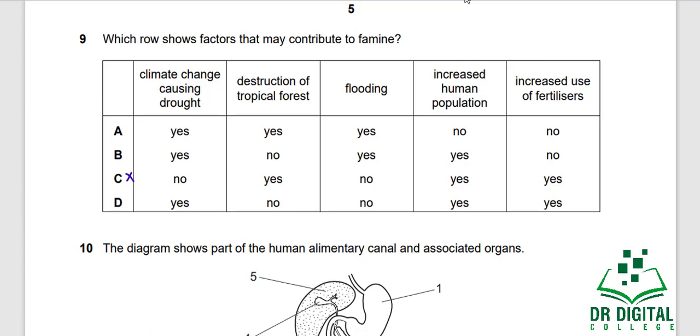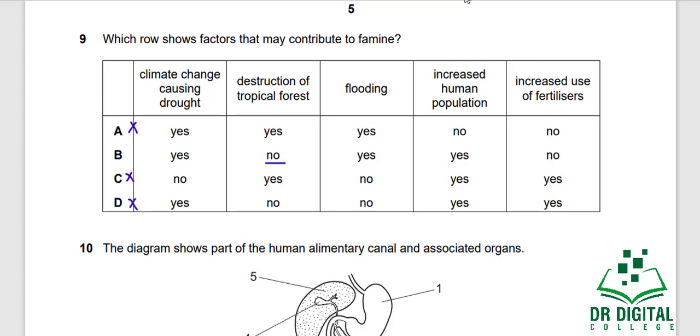Destruction of the tropical forests, directly it's not involved, indirectly it can be involved in the long run. Flooding is directly involved, so D is wrong. On the basis that destruction of the tropical forests is not directly involved, A is wrong and C is wrong. B can be or D can be the answer, because destruction of the tropical forest in the long run can affect, but not in the short run. So that's why I'm not including it. I'm saying no for destruction of the tropical forests.